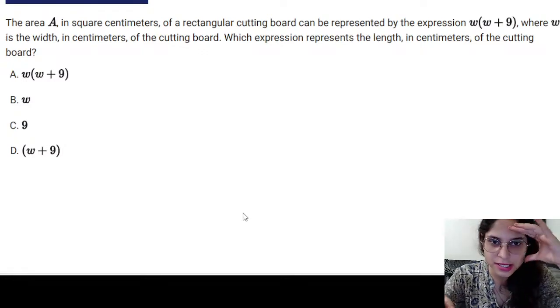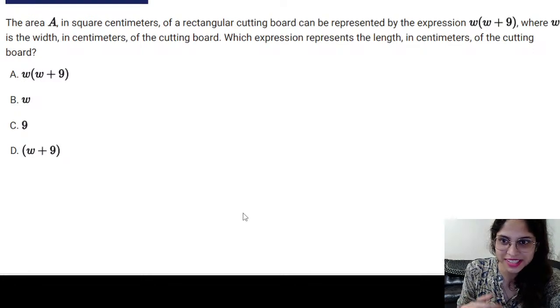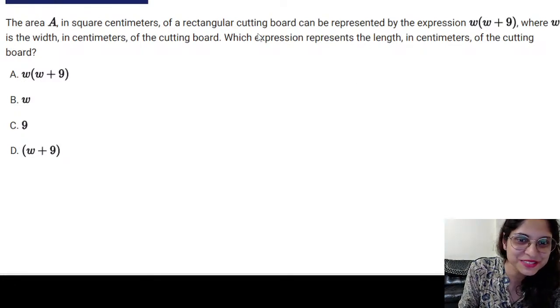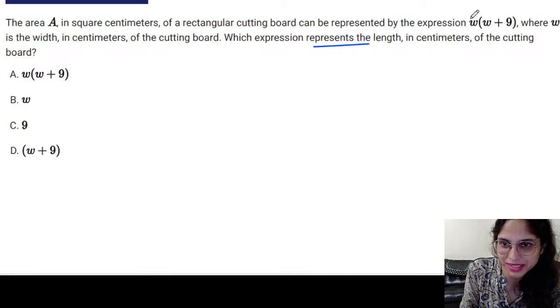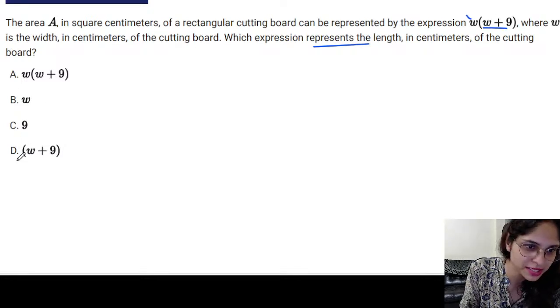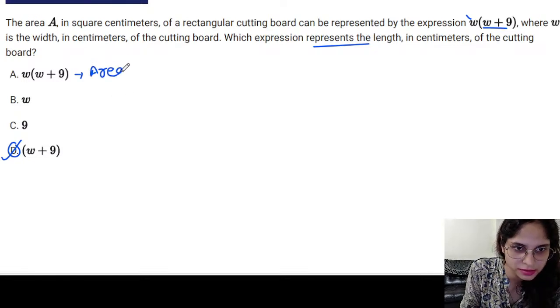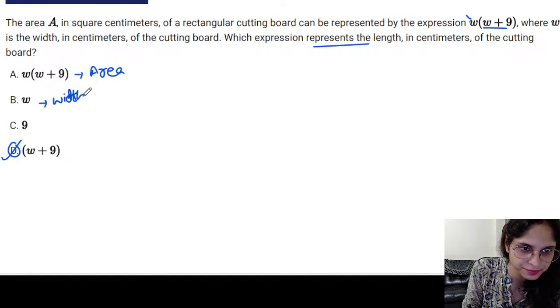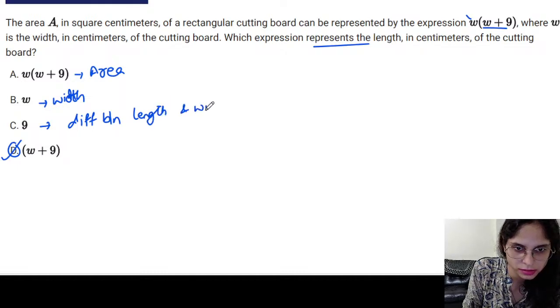So again the area is given. W times (W plus 9), W is width, which represents the length. So it's the same concept repeating. If this is width, this is your length, so W plus 9 is the answer. Again, this is the area. This is width. This is the difference between length and width, and this is your length.